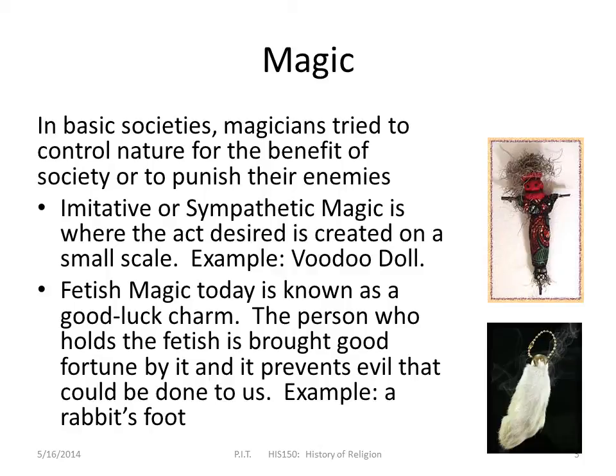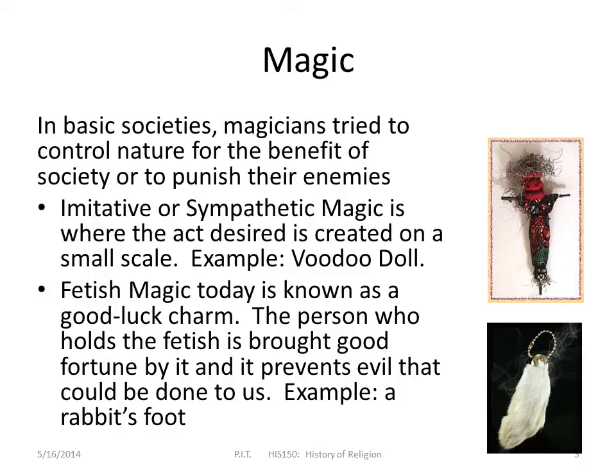Today, we still look at magic as being fairly important in how we do things. Imitative or sympathetic magic is where the act desired is created on a small scale. And over here you'll see we have a voodoo doll. So we get a little bit of clothing from our ex, we make a voodoo doll, and then we stab the heck out of it because we hate our ex.